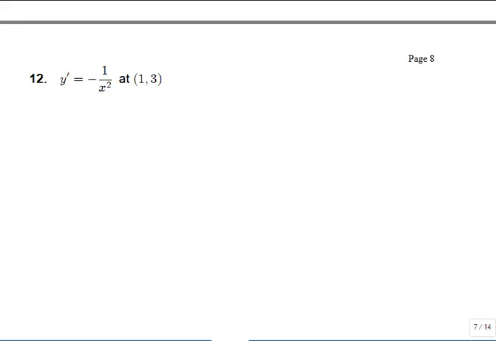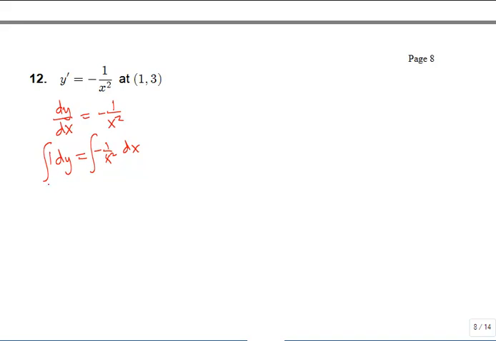Okay, let's try it again. This time y prime equals negative 1 over x squared, and we want to do this at the point (1, 3). So notation wise, the first thing I'm going to do is change that y prime to a dy dx. I'm going to use that version of the notation for a derivative, and then I'm going to split up that dy and that dx, and I'm going to move the dx over to the other side, and in order to solve for y, I'm going to undo this derivative by taking an integral, an antiderivative.